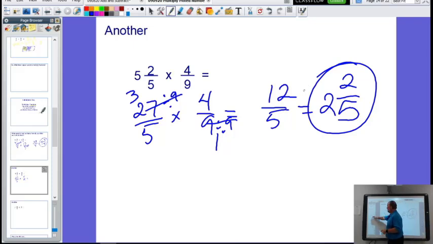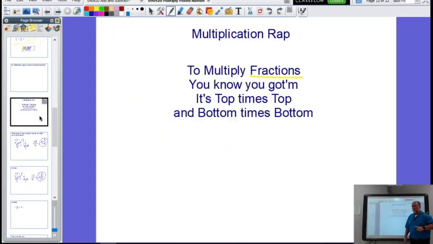So what I need you to remember for today is we have a little rap that helps us remember what to do. And this is what it says. To multiply fractions, you know you got them. It's top times top and bottom times bottom. Word. And the word is simplify.